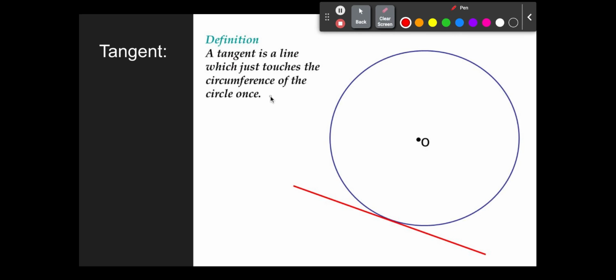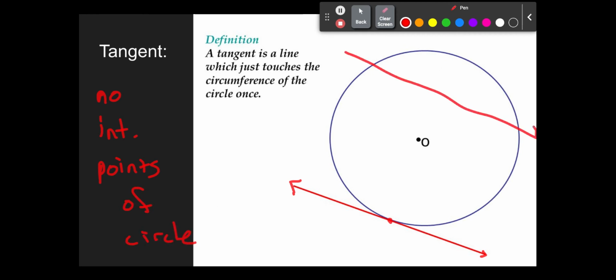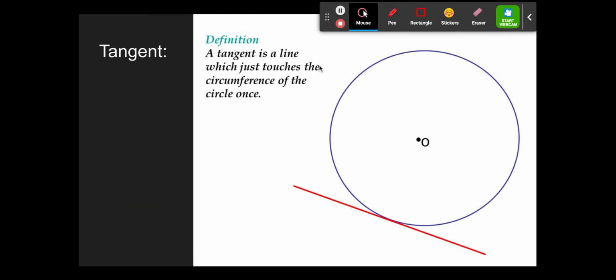So a tangent line is a line which only really connects to our circle one time. A good way to think of it is a line where no interior points of the circle are crossed through, right? That would be a secant, where these points are all in the interior area of this circle. With a tangent, I'm never in the interior area, not once.